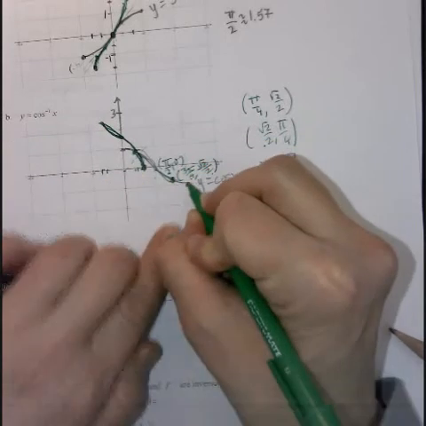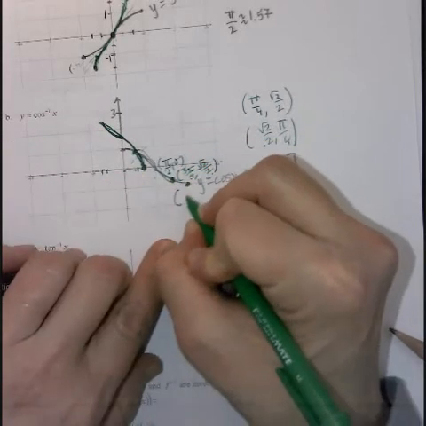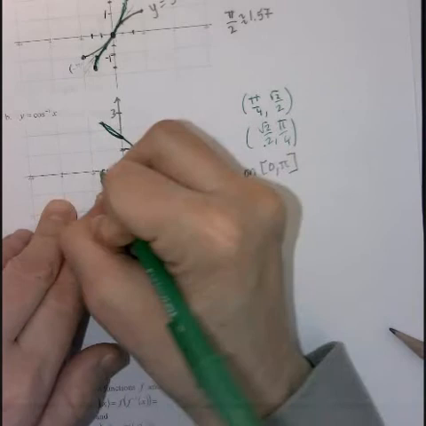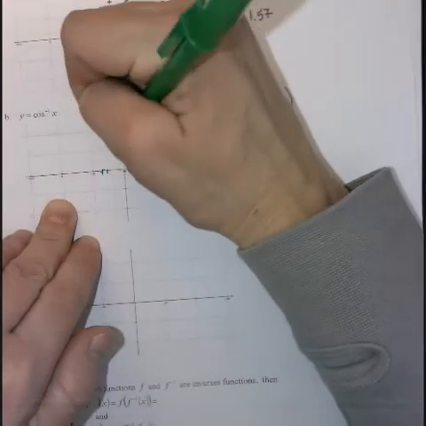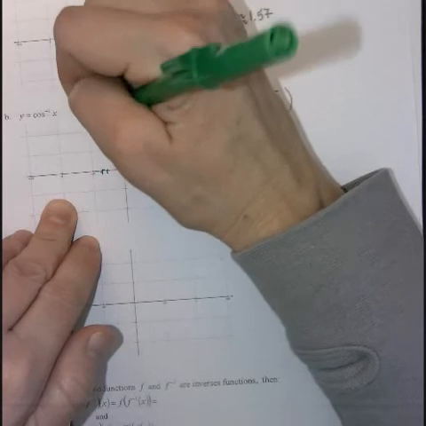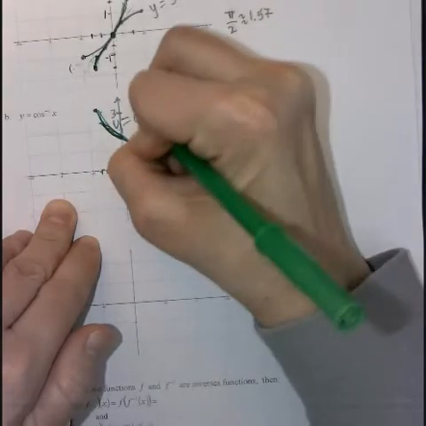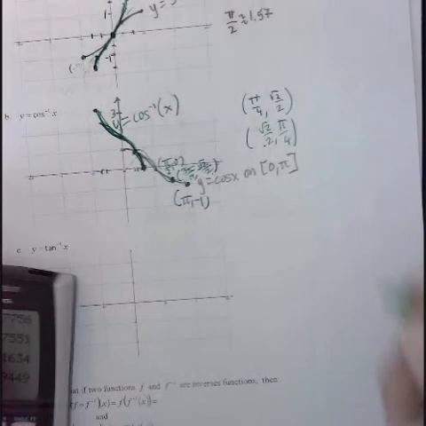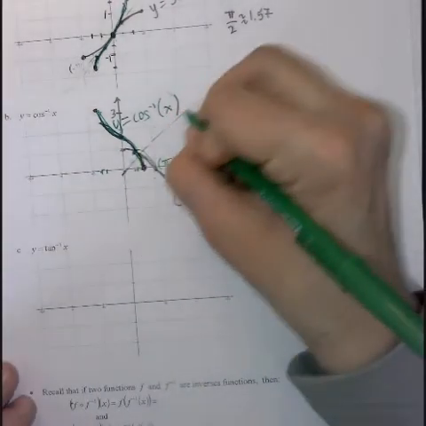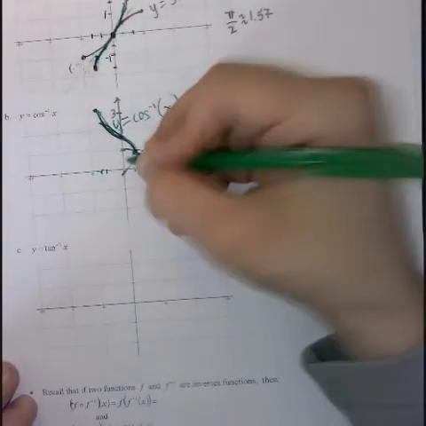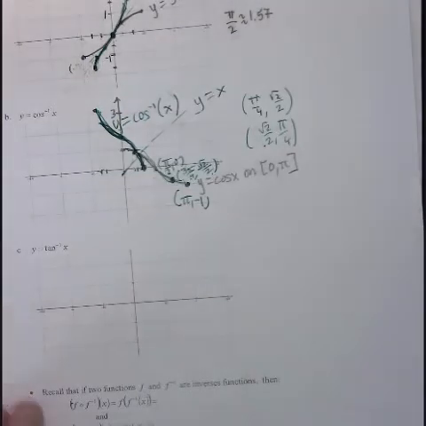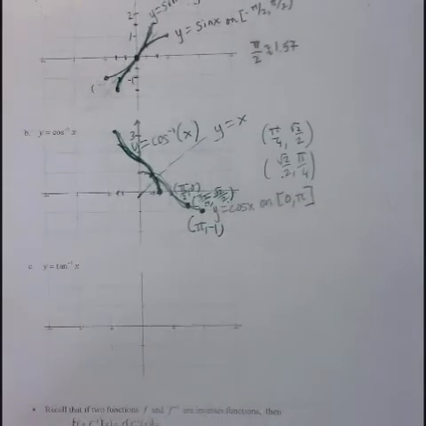This last point is pi, negative 1, so there I'll get negative 1, pi. And there, that green one is y equals cosine inverse of x. So again, reflection through y equals x. This part reflects up here. Hopefully you can see that okay.